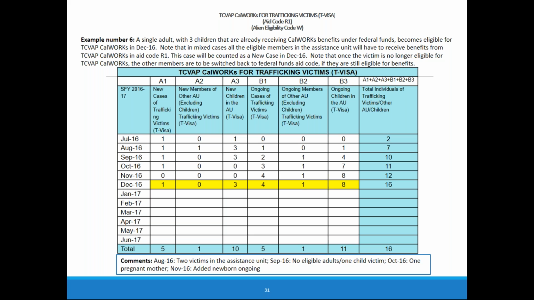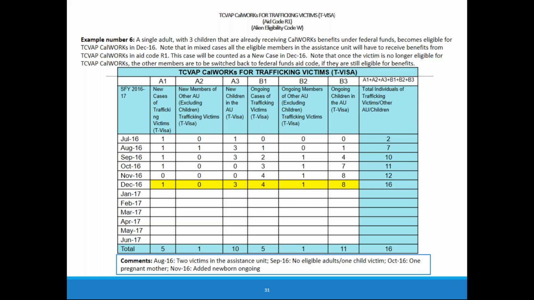Enter one for the new single adult. On column A2, enter zero because there are no other members living in the assistance unit. On column A3, enter three for the children that now will be receiving benefits from TCVAP CalWORKs. On column B1, enter four. That totals the number of ongoing cases from previous months.